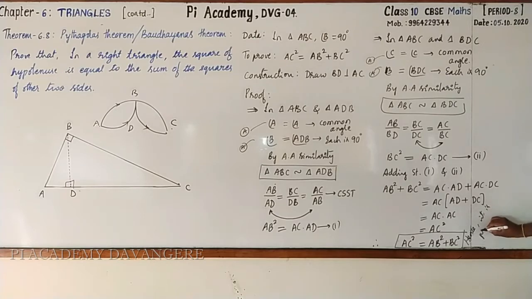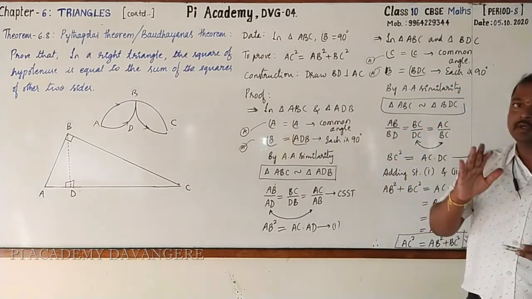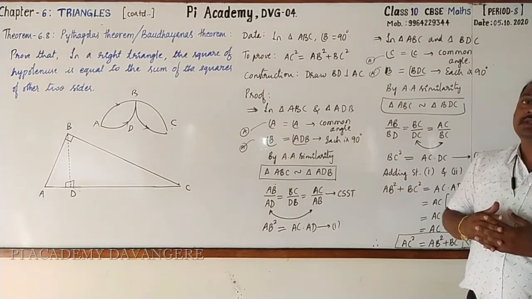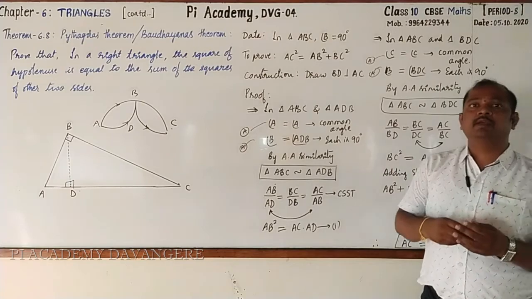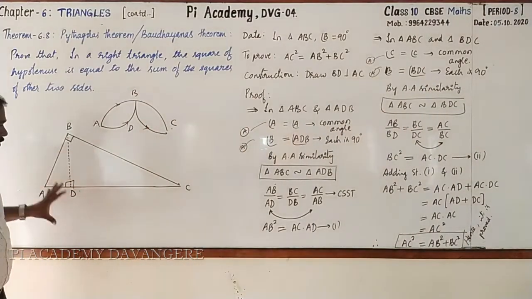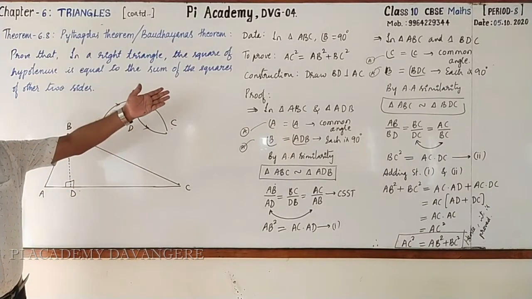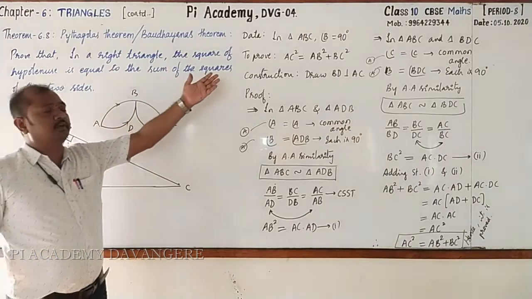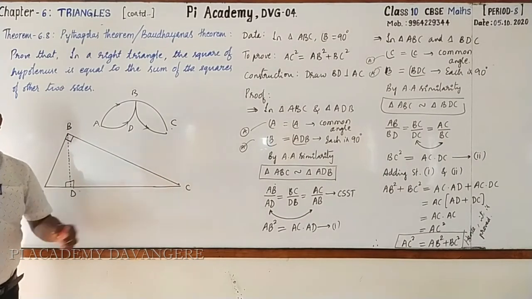Followed, dear students? Repeatedly I have been telling this theorem is very important from the examination point of view. They may ask you both the statement and the proof, or they may ask you to prove just by giving the statement. You will draw the right triangle horizontally, then you will write the data and to prove. Next you will go for construction. Construction is BD perpendicular to AC.